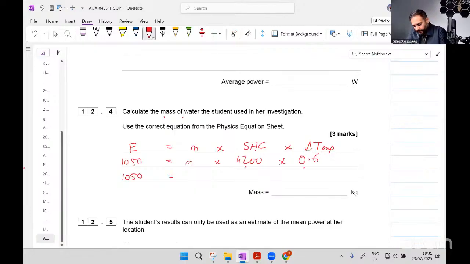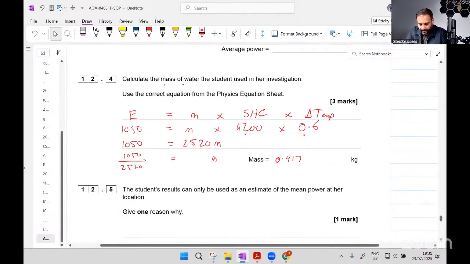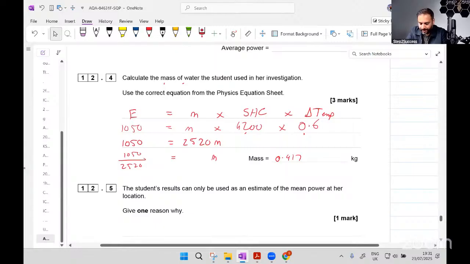The 4,200 times 0.6, I can tell you, if you have a calculator, is 2520, and then the m is what we want. So to work out the m, we're going to do 1050 divided by 2,520, which will give you 0.417 kilograms.